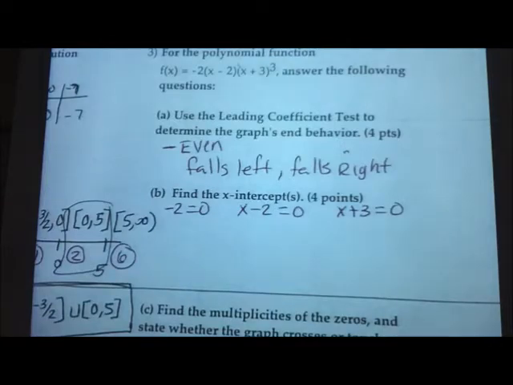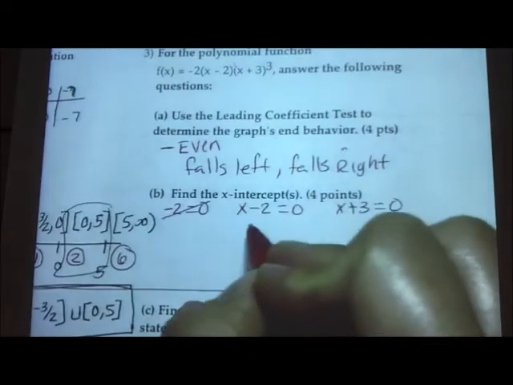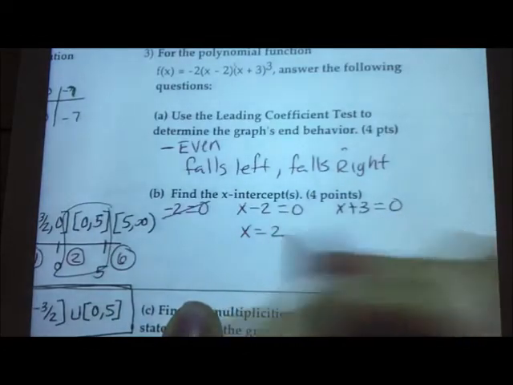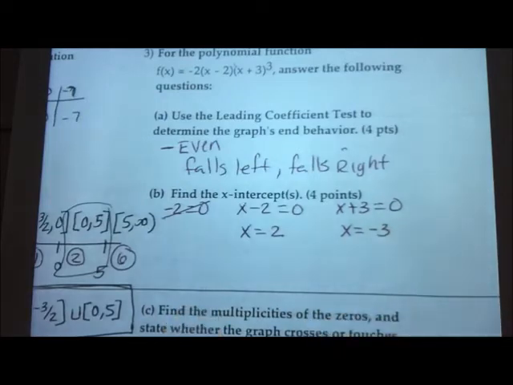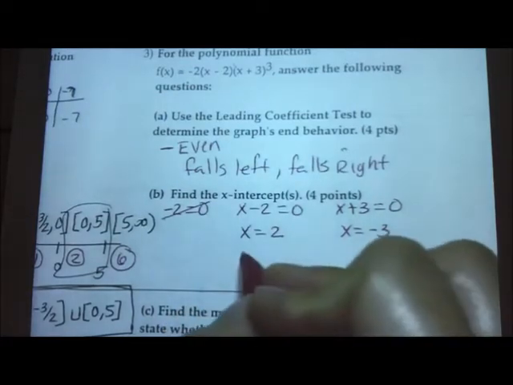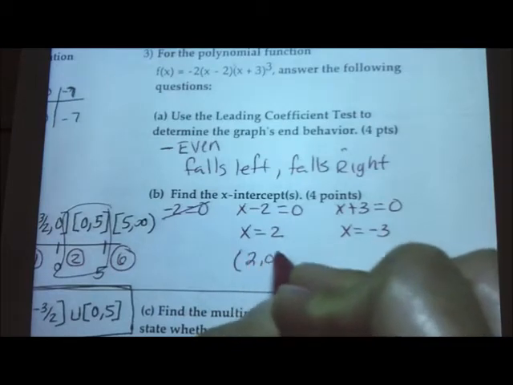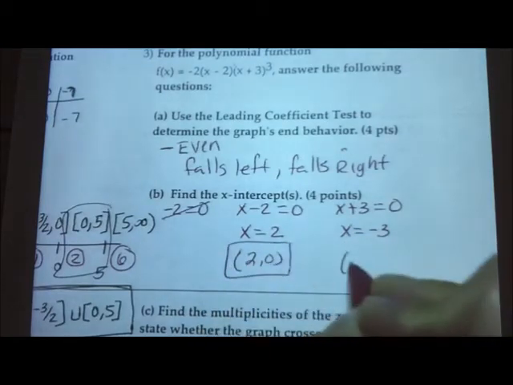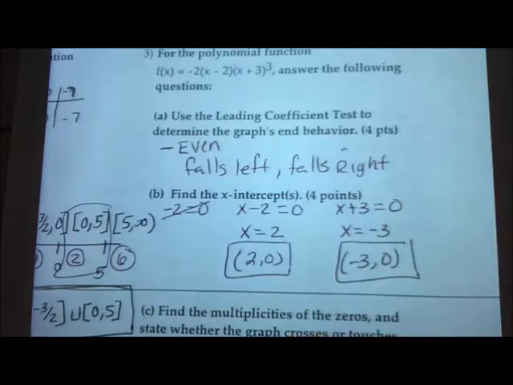No. This becomes x equals 2. This becomes x equals -3. So when I'm looking for my x-intercepts, I would love to see the points (2, 0) and (-3, 0). Those are my x-intercepts. Are we good? Easy? So you got 4 points for this, 4 points for that.